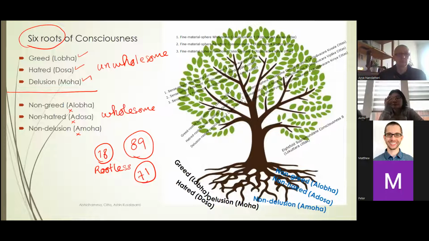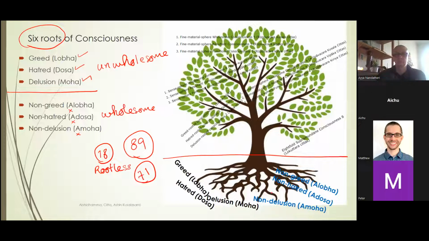These 6 roots are working behind our thoughts, like this tree. When we look at a tree, we cannot see the roots. What we can see are the flowers, the fruits, the leaves, the branches, everything, but we cannot see the roots. Like this, the real roots of the tree, these 6 roots are working behind our thoughts.